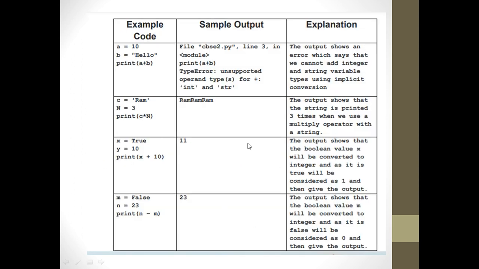Here are a few other examples of implicit type conversion where we are not doing anything, like we are considering the print statement. See here, if I give 10 and hello, it shows an error.